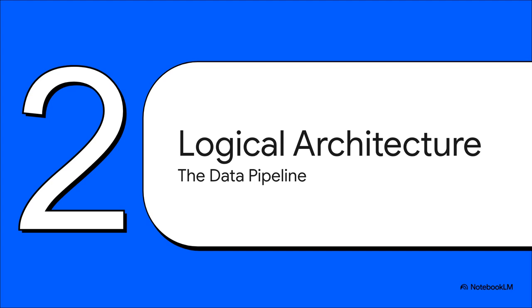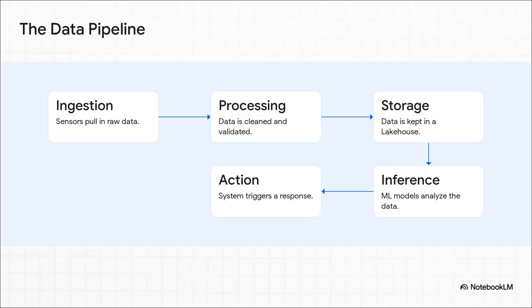Moving right along to the logical architecture. Let's go under the hood and look at the actual data pipeline that makes this continuous evolution possible. The absolute crucial point here is understanding this chronological flow of data. It's an elegant 5-step journey.